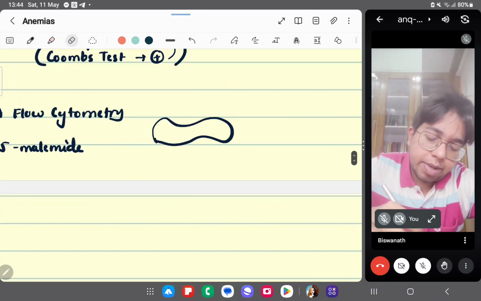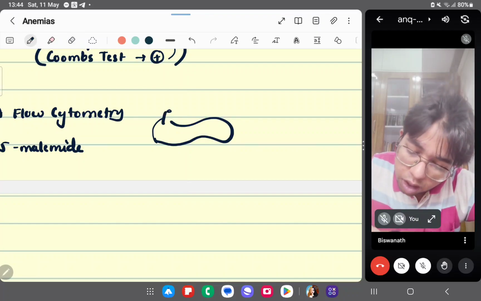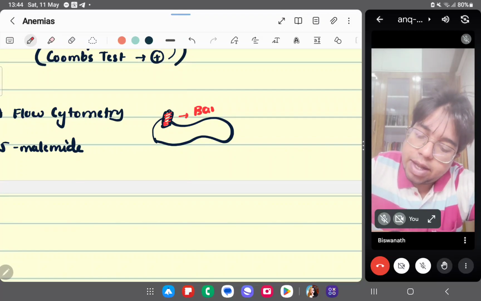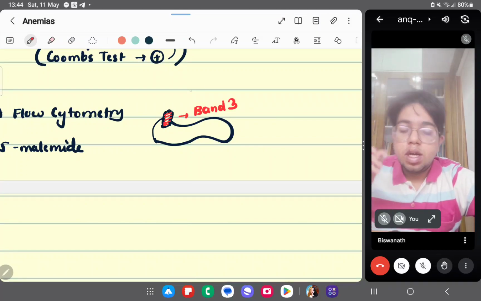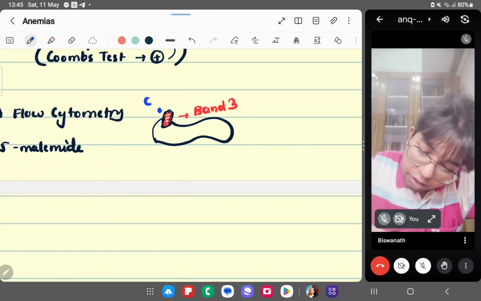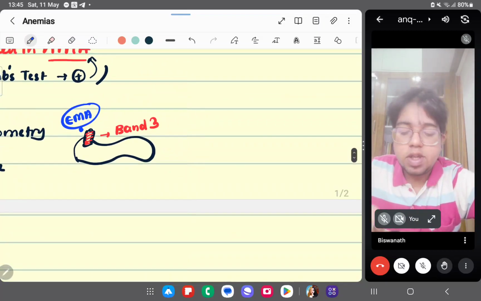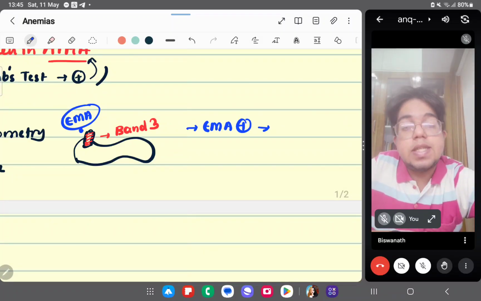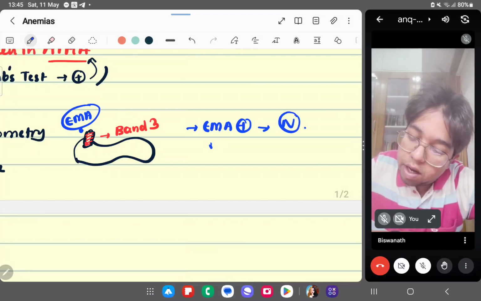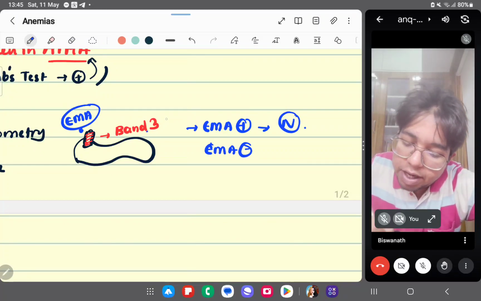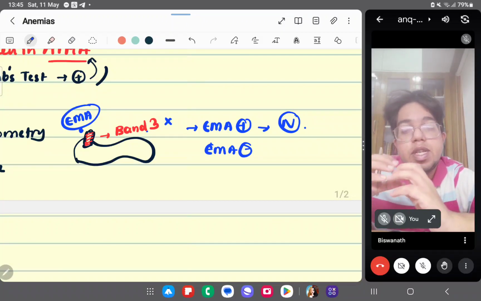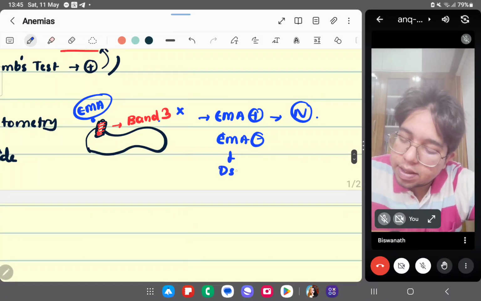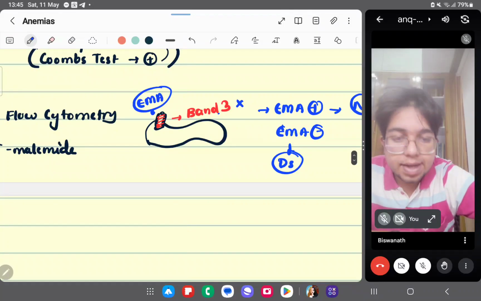So basically, if you have an RBC and here you have the band, which one? Band 3, right? Band 3 protein is present. The EMA dye binds to this part. If the EMA flow cytometry is positive, it means there is a normal person. But if the EMA is absent, that is, there is no band 3. If the RBC is spherical, then band 3 will be lost. So if band 3 is gone, then we'll call it a disease. So you can just say that it's hereditary spherocytosis.